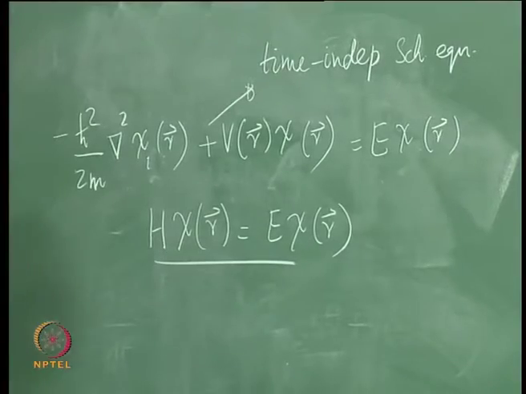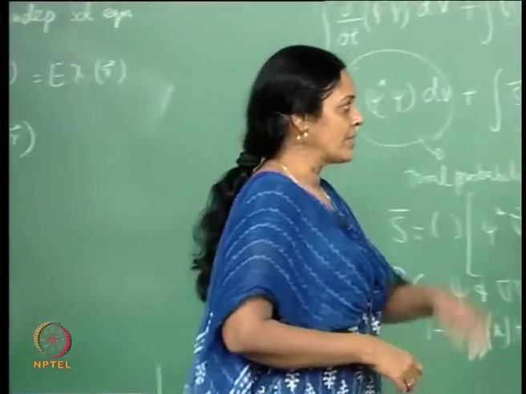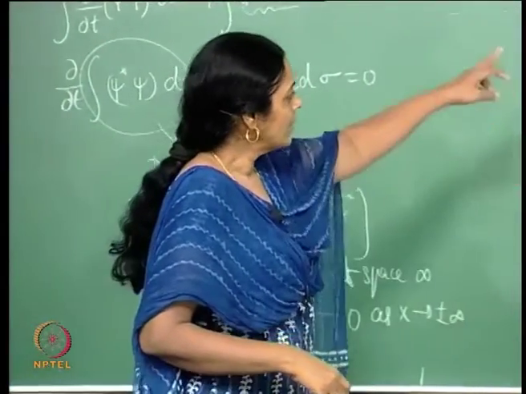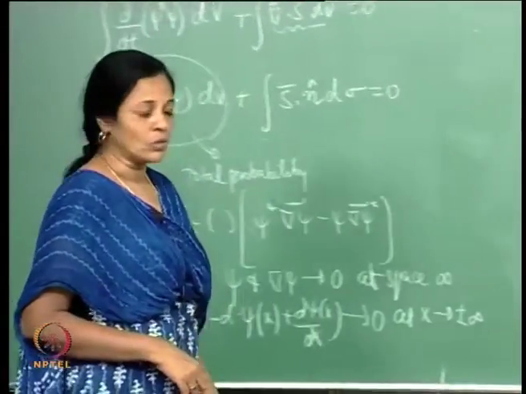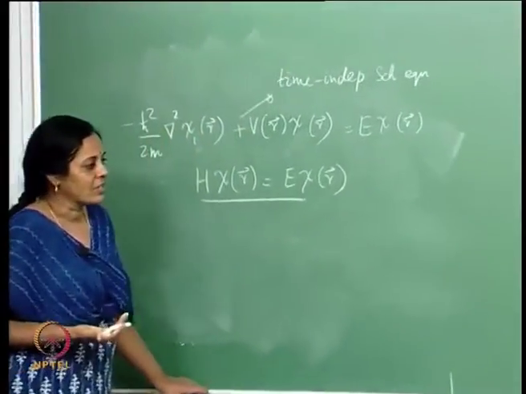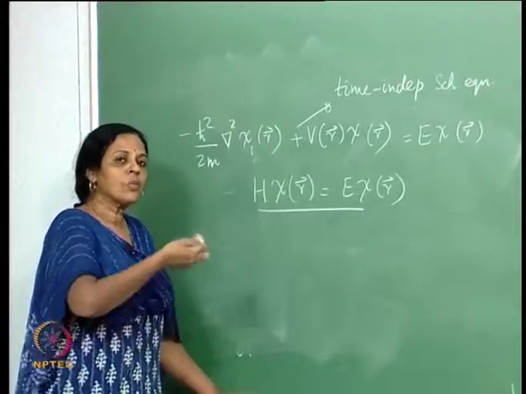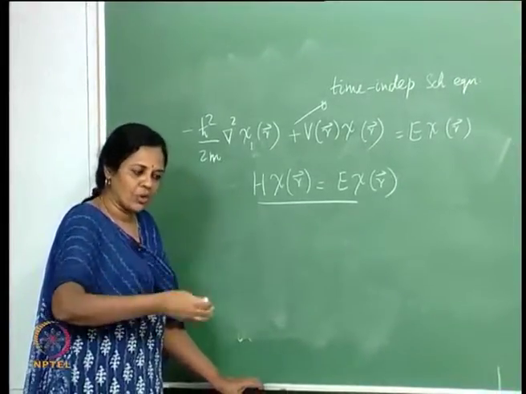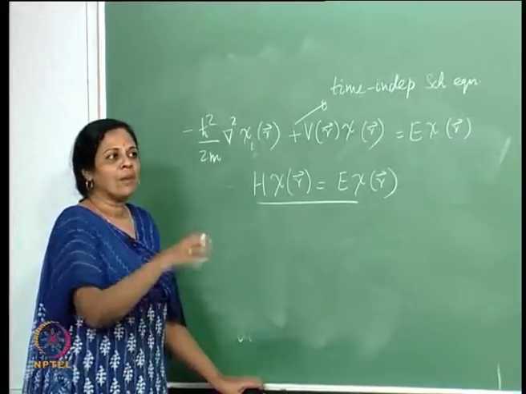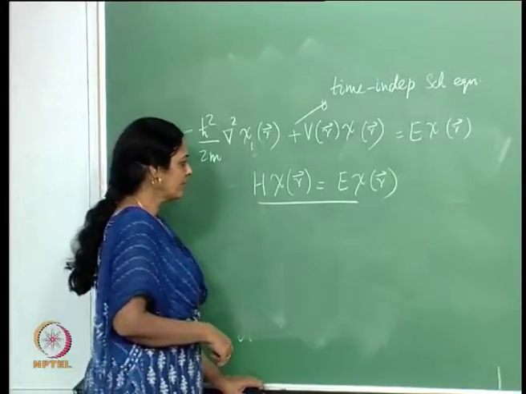Of course, if you put in the time dependence, then you have an i h cross delta by delta t already coming in, and this kind of an analysis does not go through. So if the system is in a stationary state, the time development is very simple and straightforward: it simply moves as e to the minus iEt by h cross, and then the part of the wave function that depends upon the position coordinates alone.